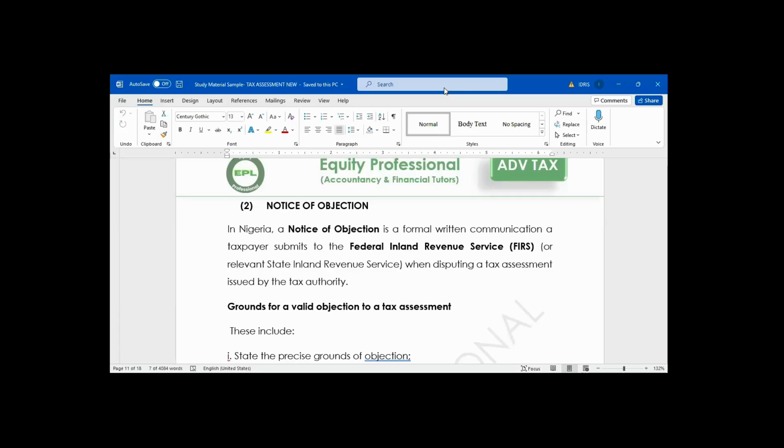Do we understand? Do we understand? Yes, sir. Now, when you want to write notice of objection, what are the grounds for valid objection? What are the contents you must state in your notice of objection? For the notice of objection to be valid, what are the points you must state?